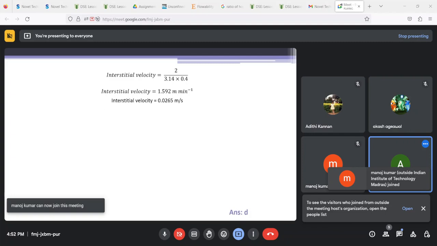Answer is option D. So hope this is clear how to calculate the interstitial velocity between the two grains, given that you have the void fraction between the grains.